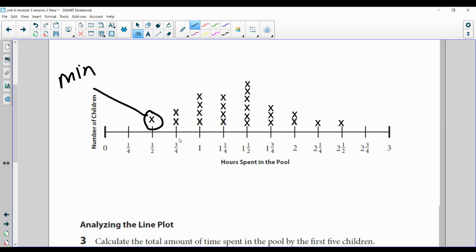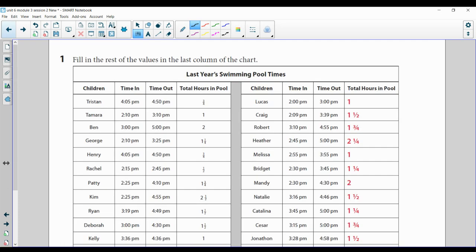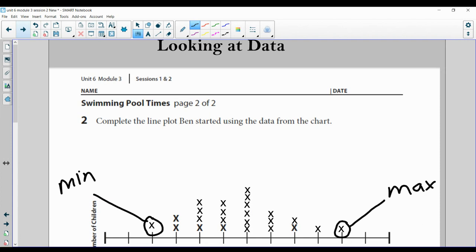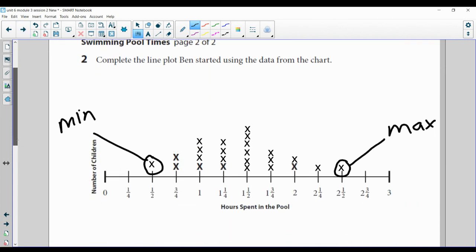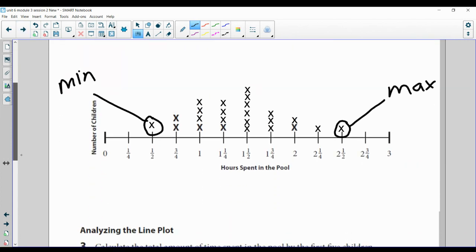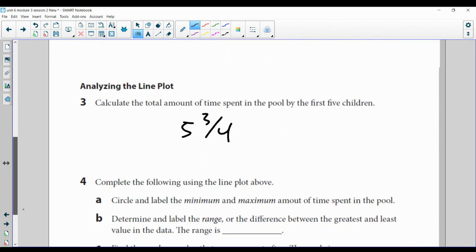Now, the maximum amount of time, that one kid who is a crazy fish spent 2.5 hours in the pool. And right now, with our line plot, we don't know who that kid is. We could always go back and look at our other table here, and we'd be able to figure out who that kid is. But right now with our line plot, we're not worried about exactly who it is. We just are worried about the numbers of the whole group. So we have our minimum and our maximum right there.